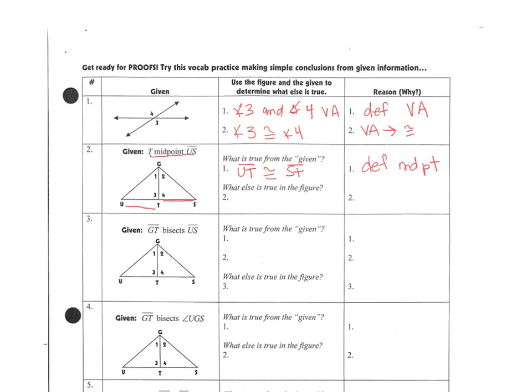Now, what else is true in that figure? If we look at this, this is going to have to be congruent to this. So GT is congruent to GT, and the reason why is that's the reflexive property. Okay. All right, so let's look at number 3.